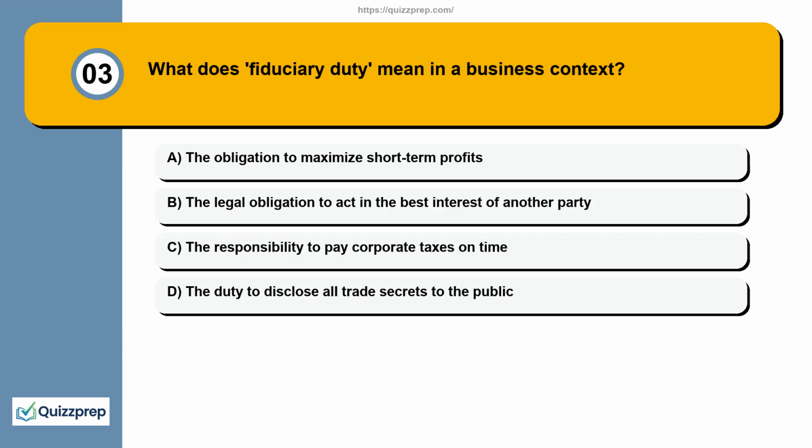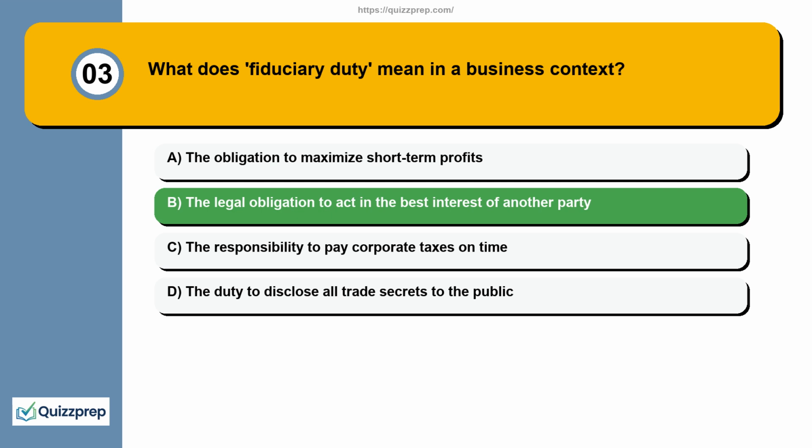Question 3. What does fiduciary duty mean in a business context? Here are your options. Option A. The obligation to maximize short-term profits. Option B. The legal obligation to act in the best interest of another party. Option C. The responsibility to pay corporate taxes on time. Option D. The duty to disclose all trade secrets to the public. The correct answer is option B. The legal obligation to act in the best interest of another party.